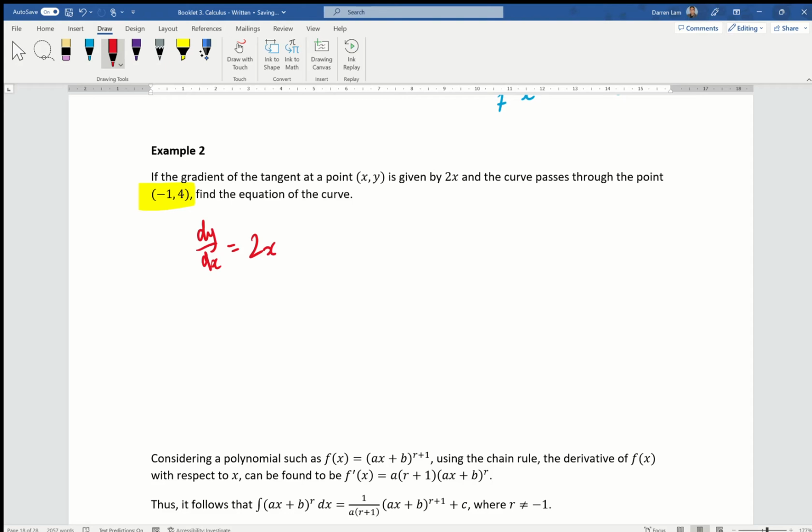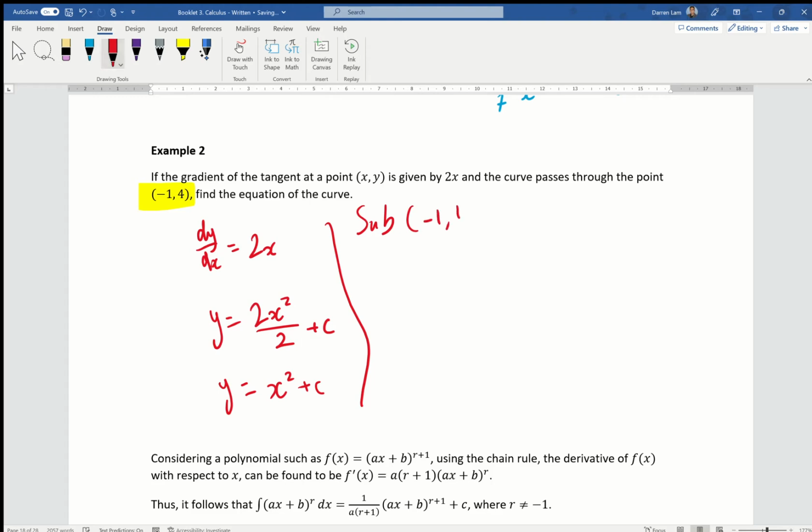I'm going to anti-derive it, so that becomes y equals 2x squared over 2 plus c, which of course gives me y equals x squared plus c. We substitute the point (-1, 4), which gives us 4 equals (-1) squared plus c. Of course, c would equal 3. So therefore, we have y equals x squared plus 3.